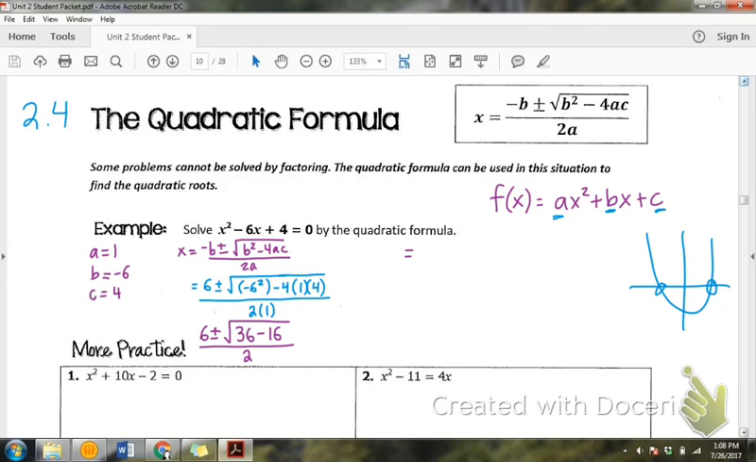So now we have 6 plus or minus. What is 36 minus 16? 20. Divided by 2. Everyone okay so far? Yes.